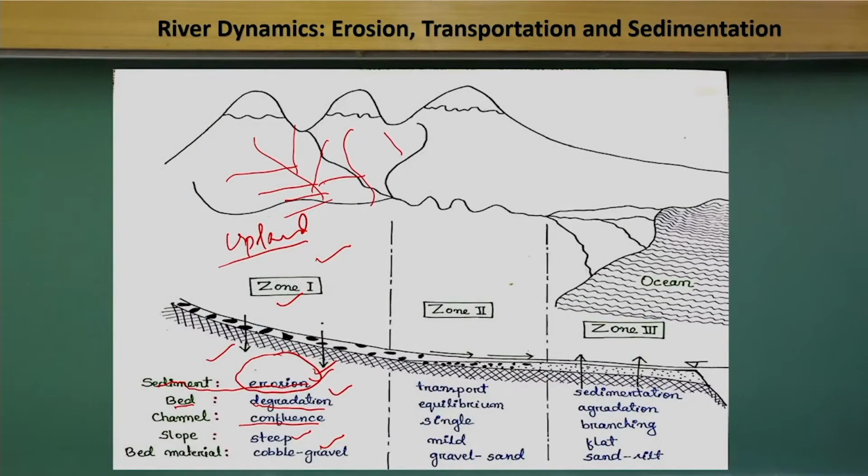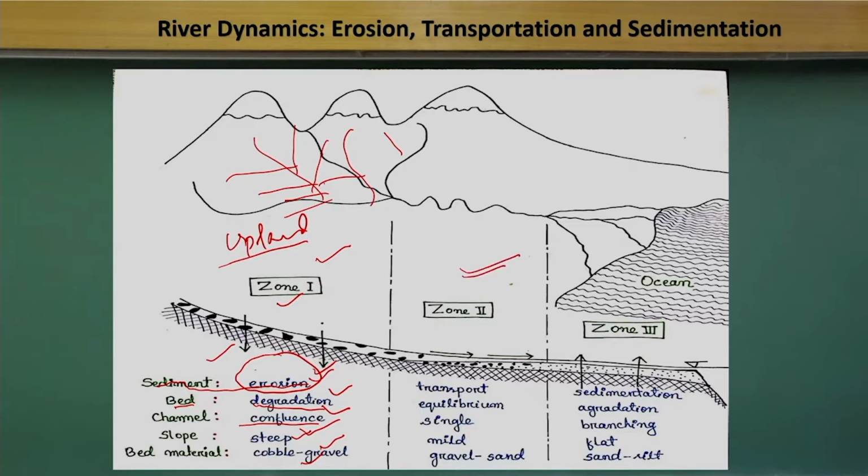So basically, zone 1, which is the upland area, is the source of water and sediments, and the dominant process is the erosion process. The river bed will be in a degradation state, and you can see the channels are confluencing with each other, the slope will be steep, and the bed materials more often will be gravel. The size of the bed material is much larger as compared to the next zone.